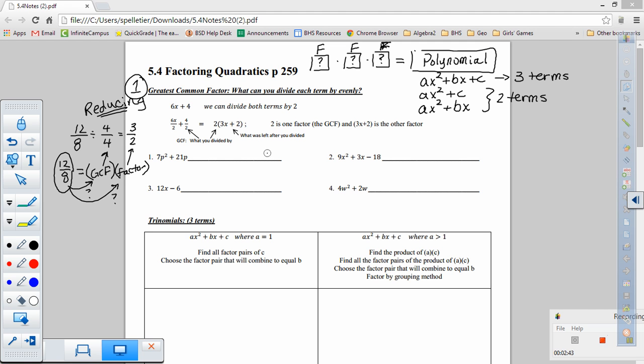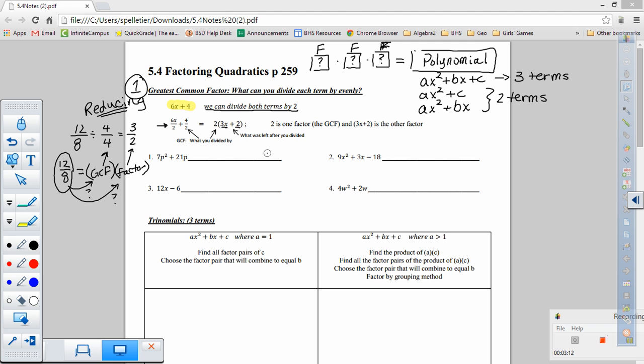Okay? So look at the example given to you right here, 6x plus 4. And we're going to ask ourselves the question, what can we divide both of those terms by evenly? And the answer is that we can divide them both by 2. So you actually show the division. You show that you're dividing every single term by 2. And then you actually complete that division. So you do 6x divided by 2 and you get 3x. And then you do 4 divided by 2 and you get 2.